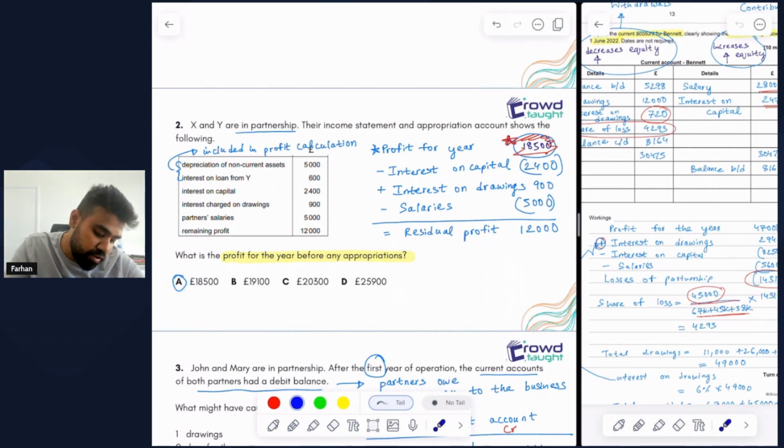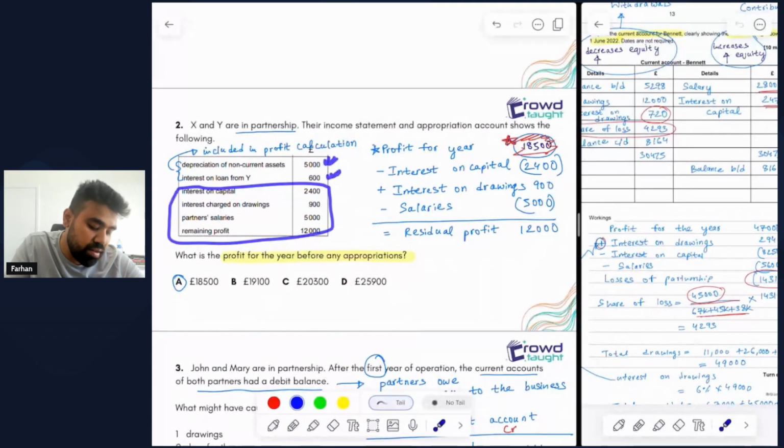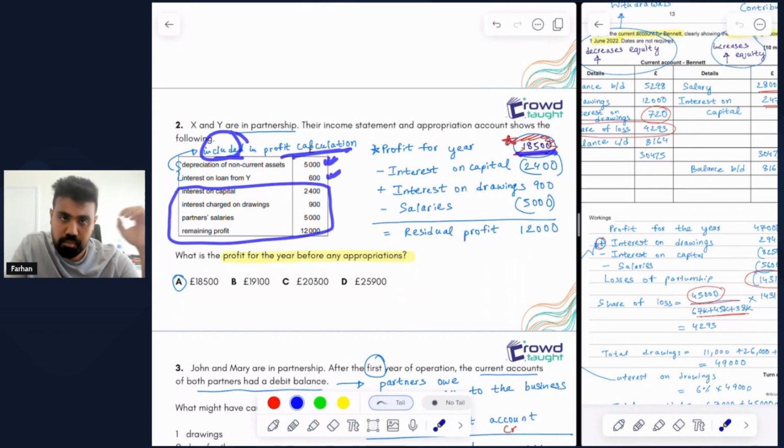Now, you see how within this question, we have factored in all this information except for the first two, which relate to the depreciation of non-current assets and interest and loan. You see I've made a note here, which says that this has been already included in profit calculation. What I'm trying to say here is that this profit of 18,500 pounds that the partnership has made was obviously derived based on income and expenses that the partnership has during the year.